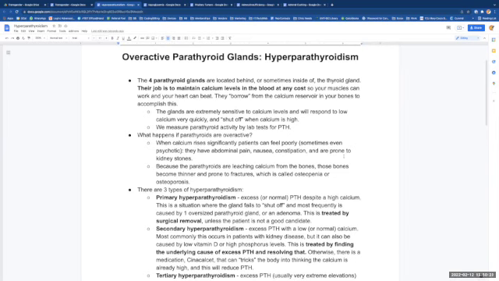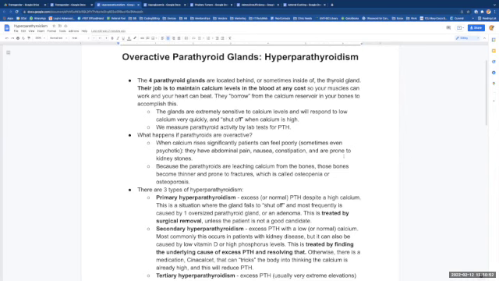When calcium rises significantly, patients can feel poorly, sometimes even psychotic in extreme situations. They tend to have abdominal pain, nausea, constipation, and are prone to kidney stones. Because the parathyroids are leaching calcium from the bones, those bones become thinner and prone to fractures, which is called osteopenia or osteoporosis. There are 3 types of hyperparathyroidism.